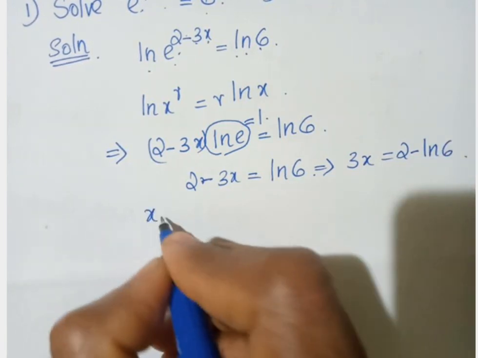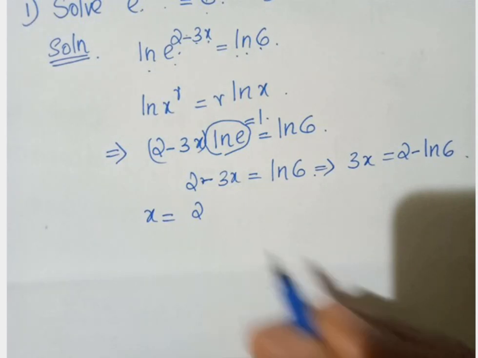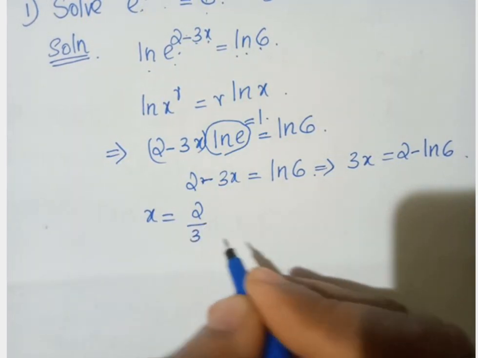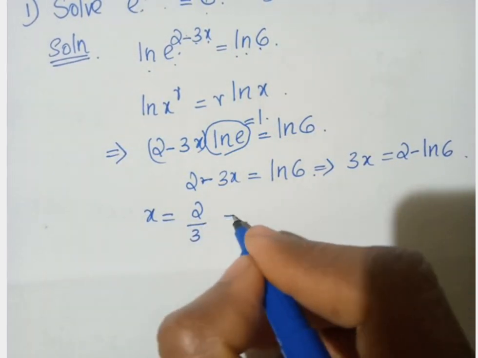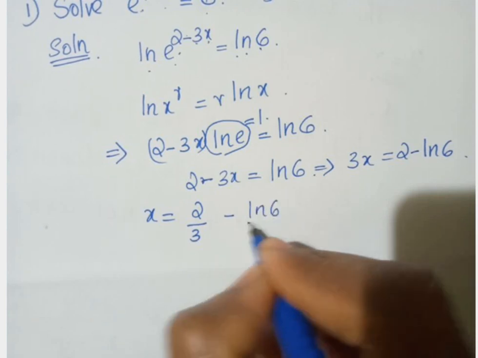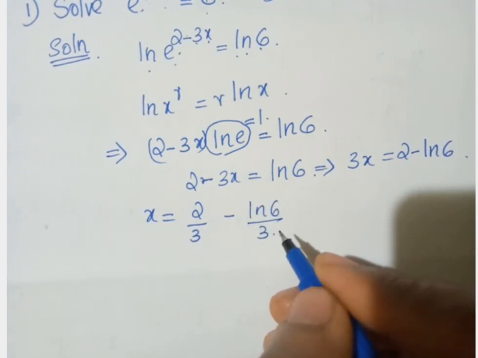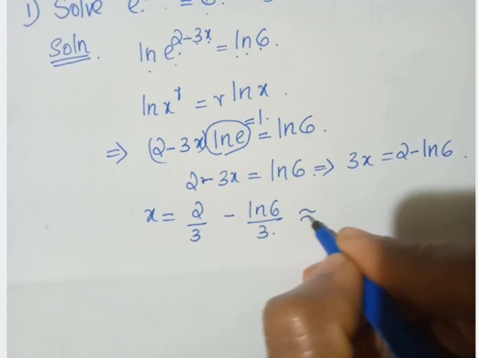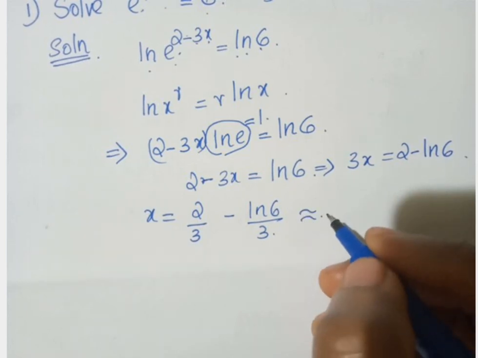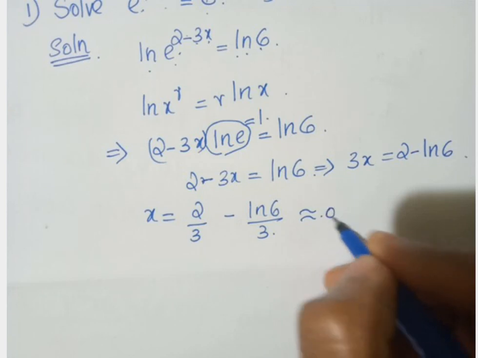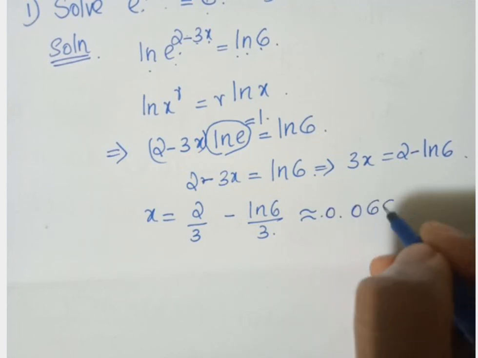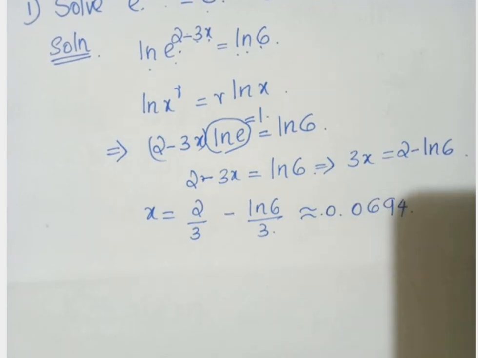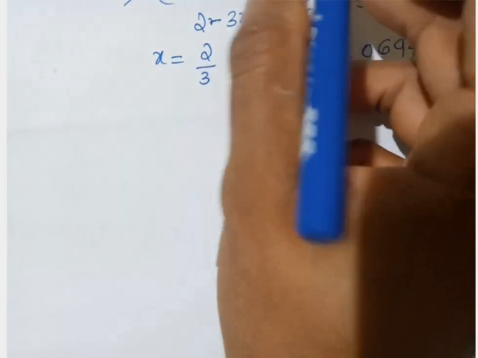So x is equal to 2 by 3 minus ln 6 divided by 3. The answer is given approximately, using the calculator, by 0.0694.